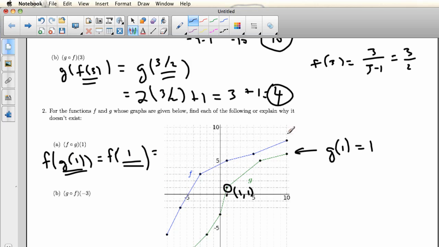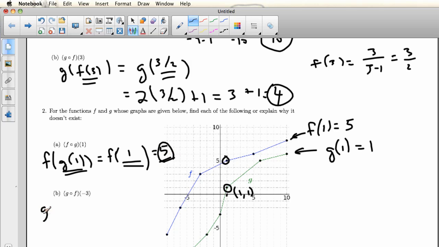Now to find f of 1, I look at the f graph, and I play the same game. I know the x-coordinate, the input should be 1. So I'm looking on the graph here, and I can see that the output, the y-coordinate for that point, is 5. So f of 1 is 5. So this is my answer.